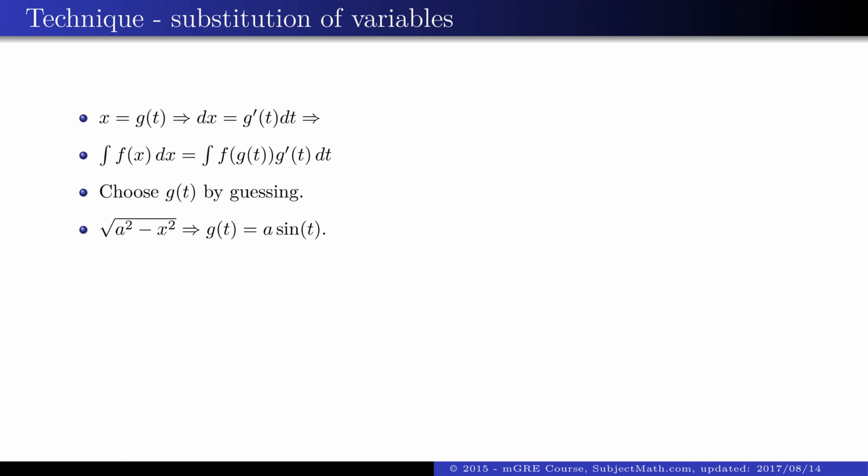If your integrand includes the square root of a squared minus x squared, this is the g of t that you should use to replace x. And these are 2 more substitutions that are known to work.